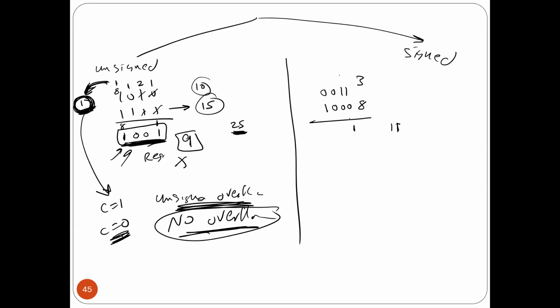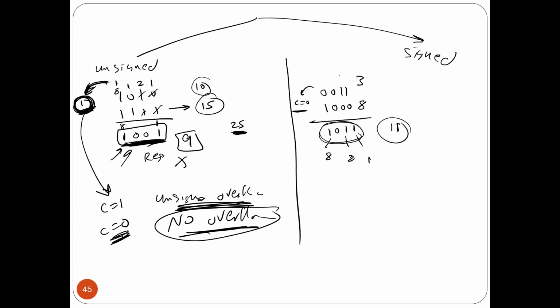1 plus 0 is 1. 1 plus 0 is 1. 0 plus 0 is 0. 0 plus 1 is 1. And there is no carry, so the carry here is 0. If you look at the result, because the carry is 0, there is no overflow. That means the result is correct. Let's see: this is 8, this is 2, and this is 1, which is 11. So it should be correct.